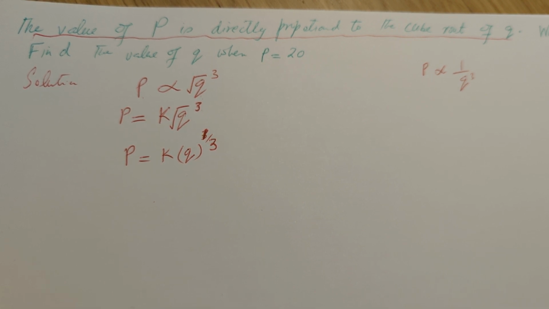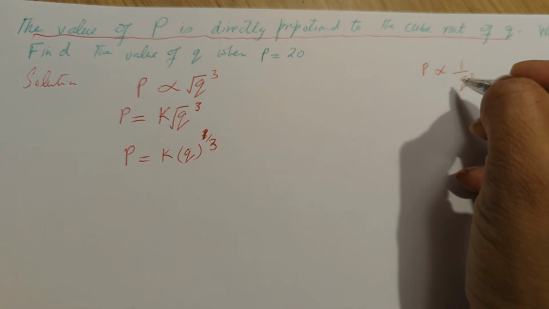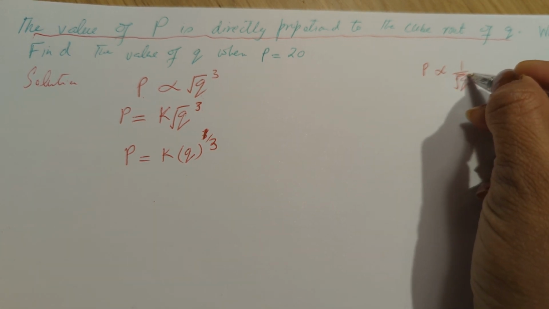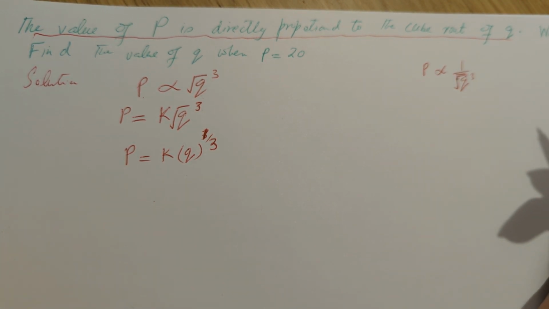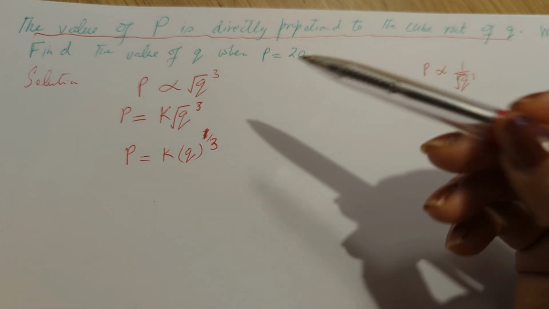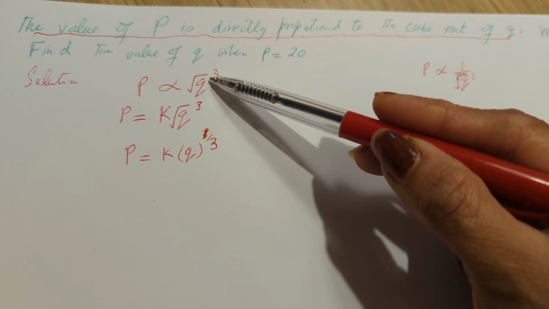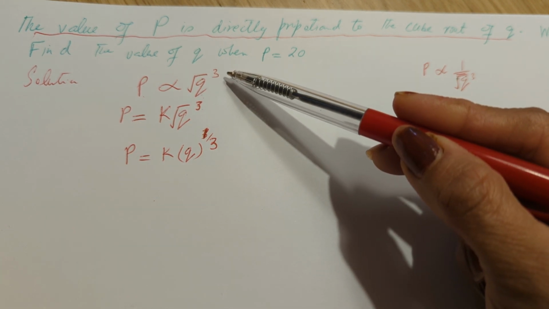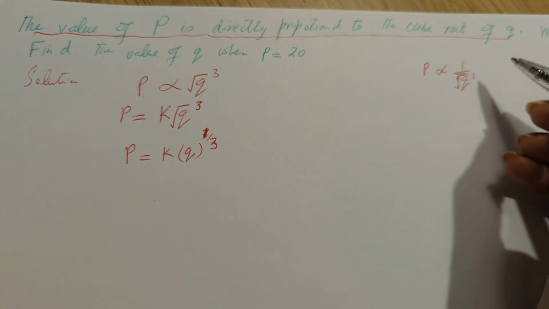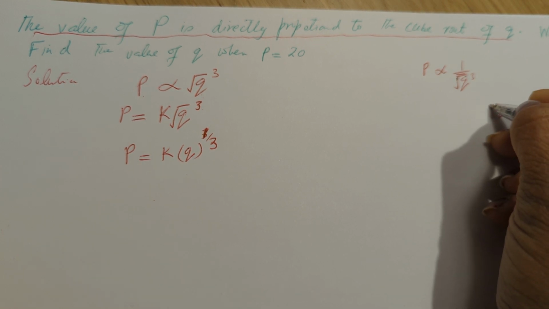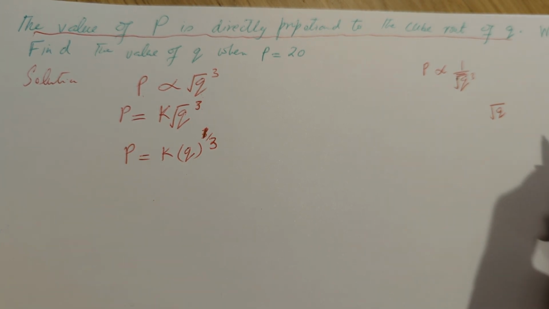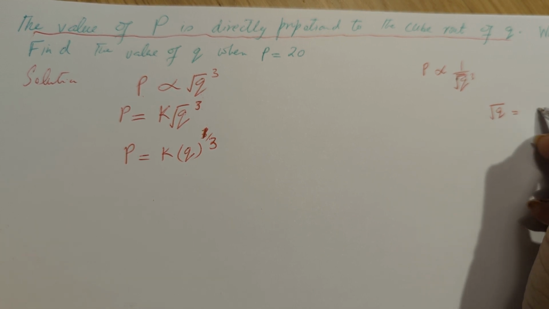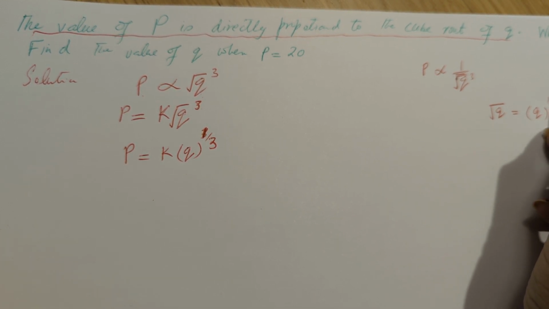If they ask us the cube of q, then it's very easy. We will take p is directly proportional to q cubed. But in this question, they are saying that p is directly proportional to the cube root of q. So it will become q under root power 3, because it is a cube. Square root meaning q under root, and the meaning of square root is q power 1 by 2.